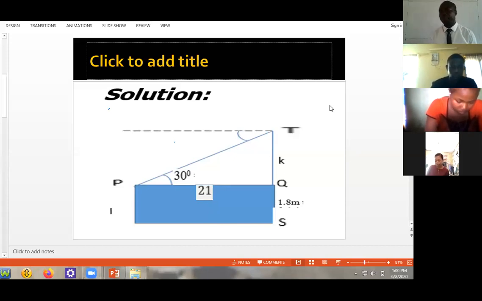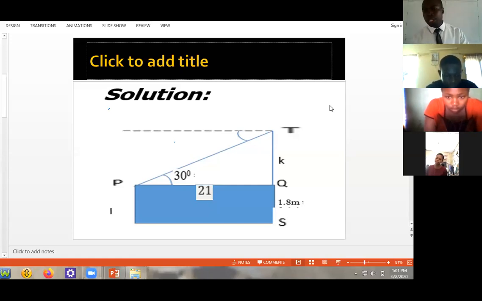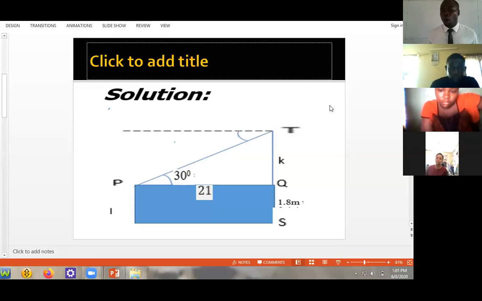So this is the correct sketch of the diagram. Now, what do we use to solve it? What are we looking for here? You must know what you are looking for. They say we should calculate the height. So we are looking for the height of the tree, which is our ST. But already we have our SQ, so the QT will give us K. All you need to do is calculate your K, add it to your 1.8, and you have the height of your tree.